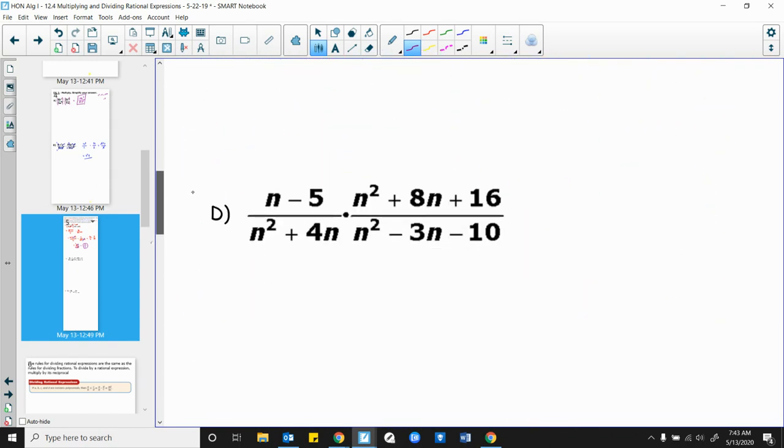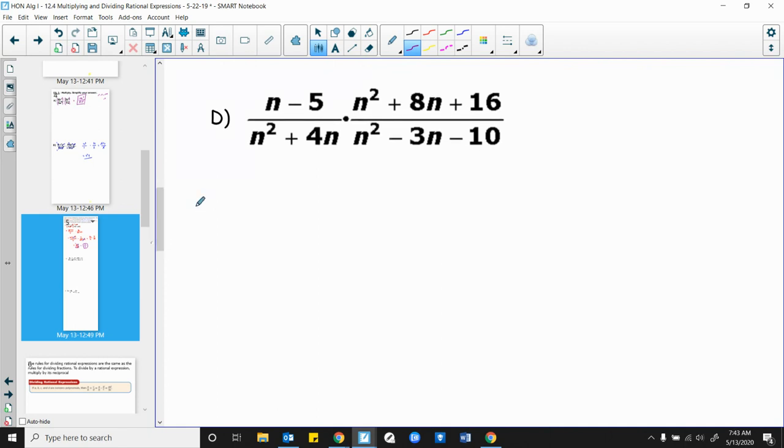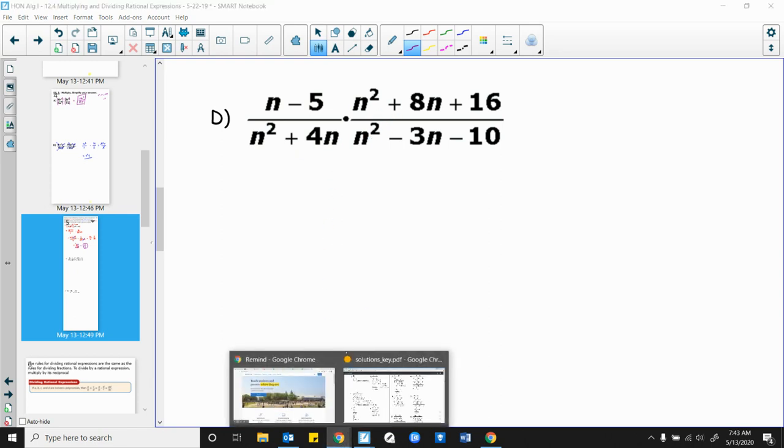Okay, go ahead and start this one. And I want you to start this one by trying to factor everything. Find out what multiplies to 16 and adds to get you 8. Factor out your GCF. Find out what multiplies to get you negative 10 that adds to get you negative 3. And I guarantee you'll see the cancellations really quickly, and this one will be a lot easier, okay? Go ahead.